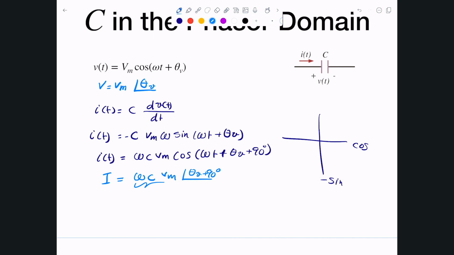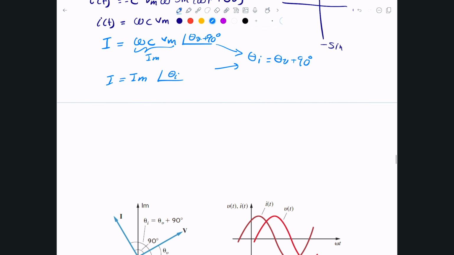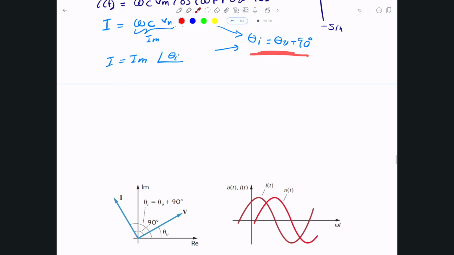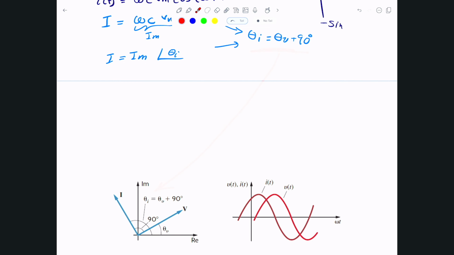Of course, we can just say that this here is I_m, and this one here we can rewrite as I_m times the phase angle theta_i. If you compare these two, you end up with theta_i equals theta_v plus 90 degrees. Remember, the capacitor opposes change in voltage. If I plot this in a phasor diagram, the capacitor current leads the voltage by 90 degrees. That's what we have here.